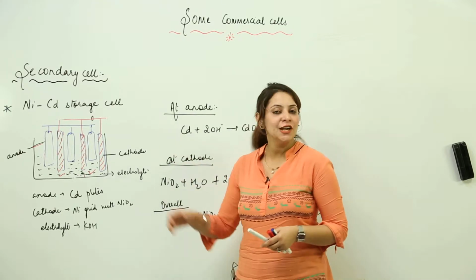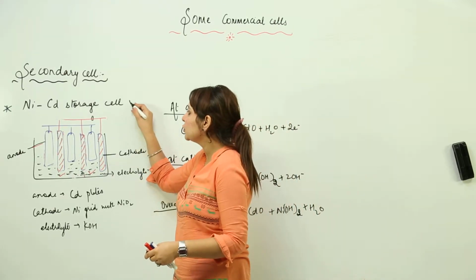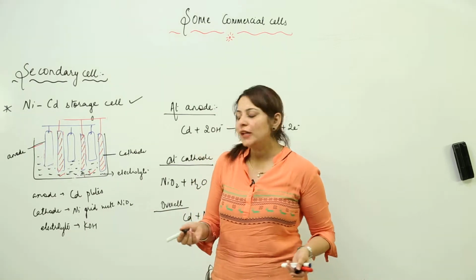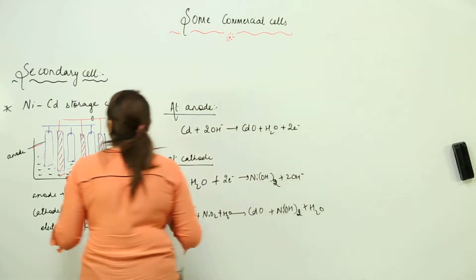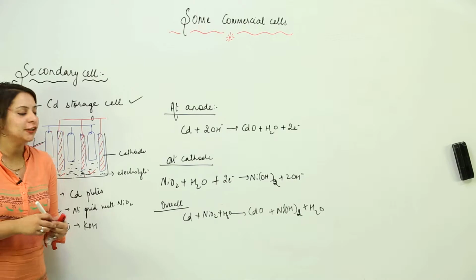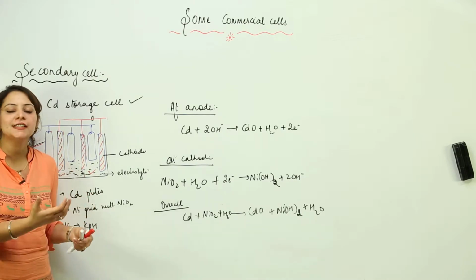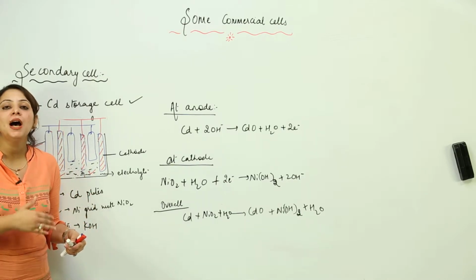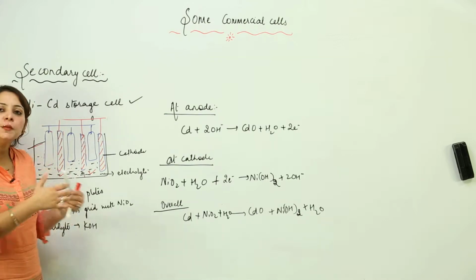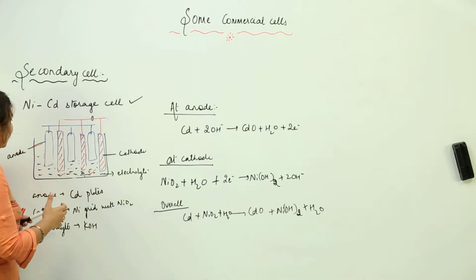So now another secondary cell is the nickel cadmium storage cell. It's again similar to that. But if we talk about its life, it has a longer life as compared to the lead storage cell, but it is very expensive, and it can also be recharged in the same way. So what do we have here?